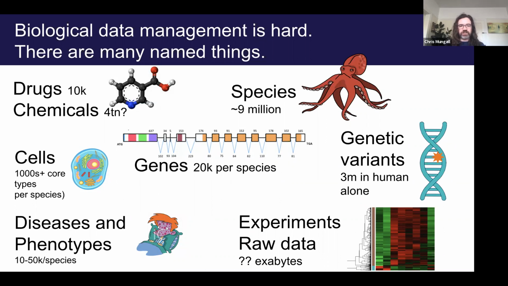And one of the things I'll be talking about today is diseases and phenotypes. These are essentially the outward exhibition of characteristics or features in an individual organism, governed in some way by your genetic code. For each individual species, we've got up to 50,000 distinct phenotypes. On top of that, we've got a huge amount of raw data, exabyte, petabyte scale data.